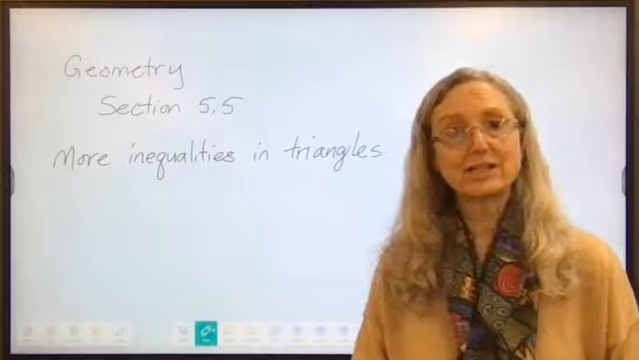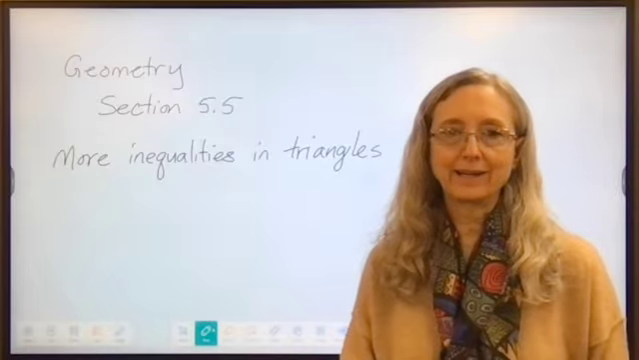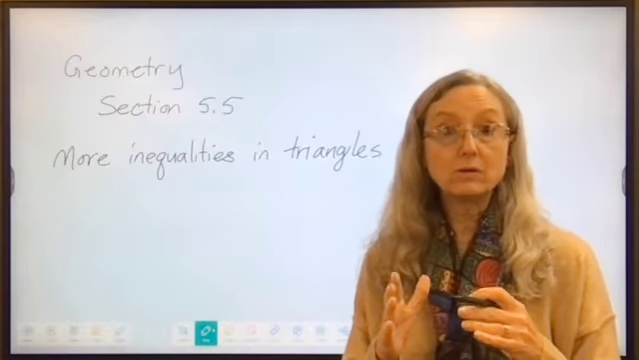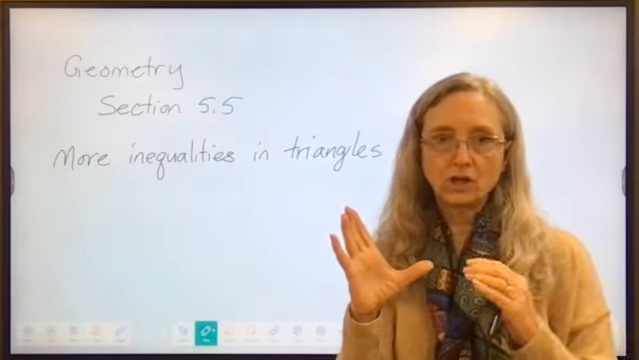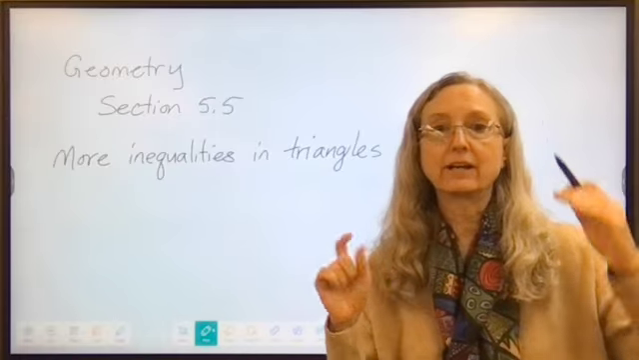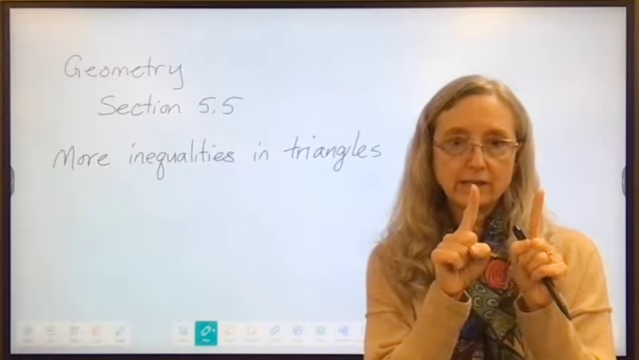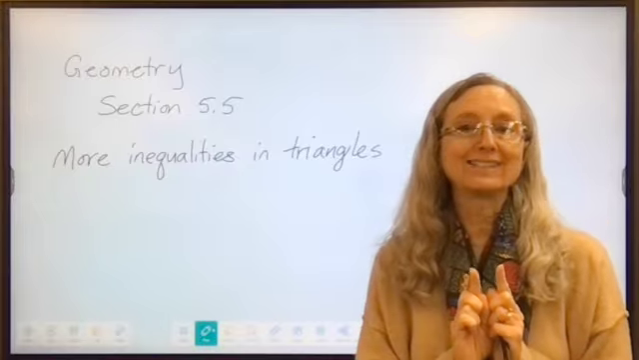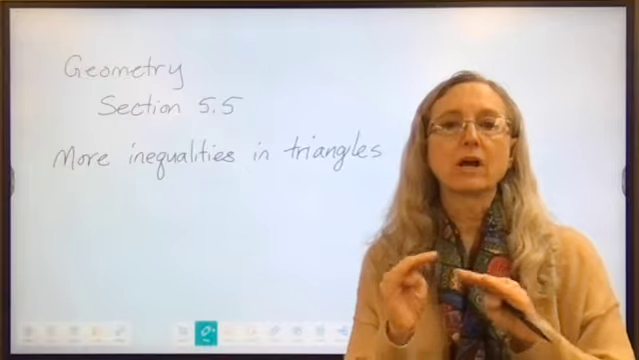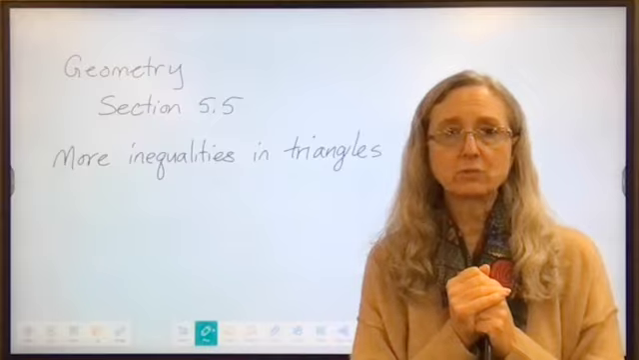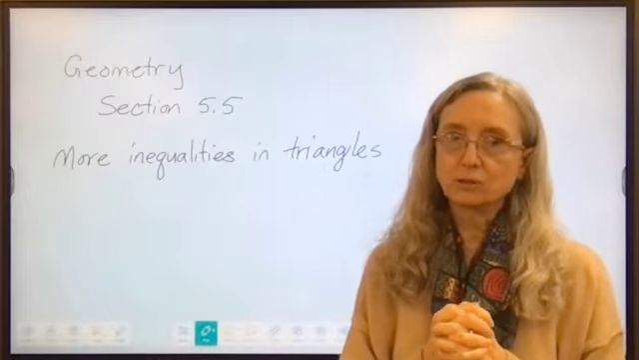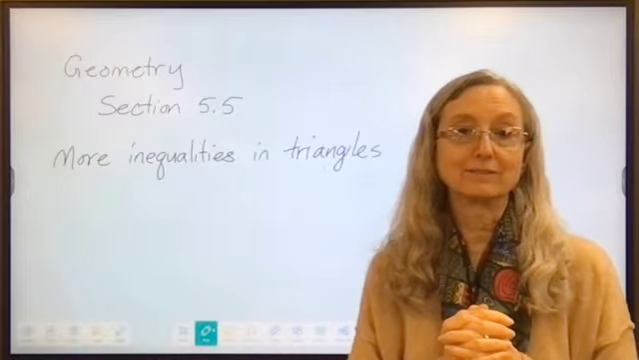So the first thing that I want to talk about in triangles is how the sides are related to each other. We already know that the longest side is opposite the largest angle and vice versa. The shortest side is opposite the smallest angle. But if we just ignore the angles, how are the sides themselves related in a triangle? What do we know has to be true about the sides of a triangle? Let me put it that way.